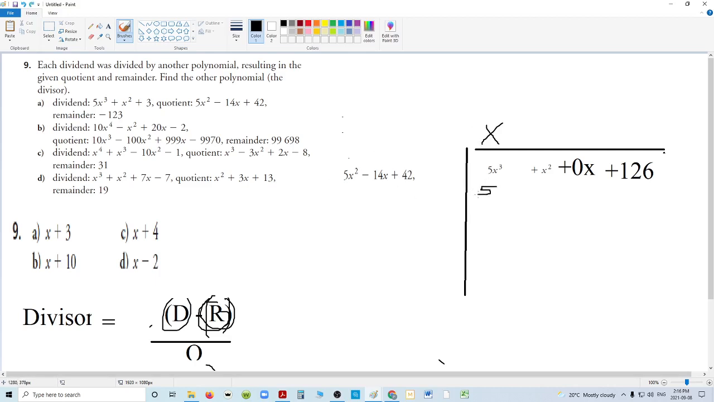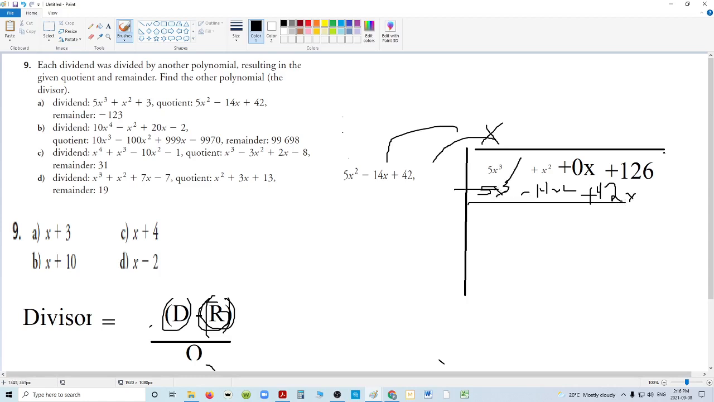5x cubed minus 14x squared plus 42x. And you can see sort of why we had to put the 0x in there.